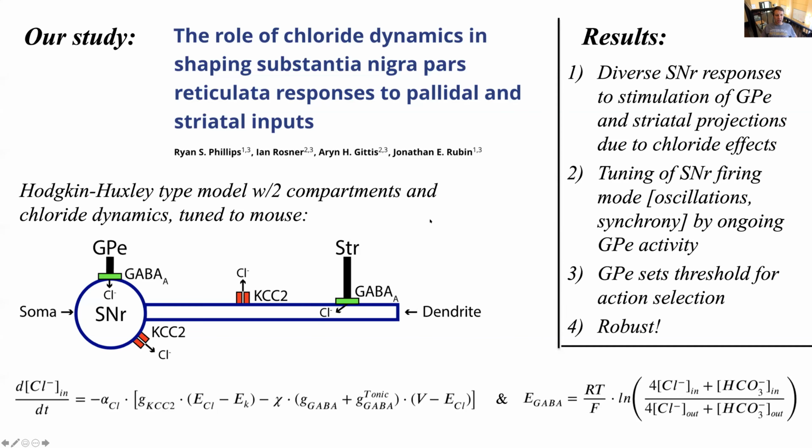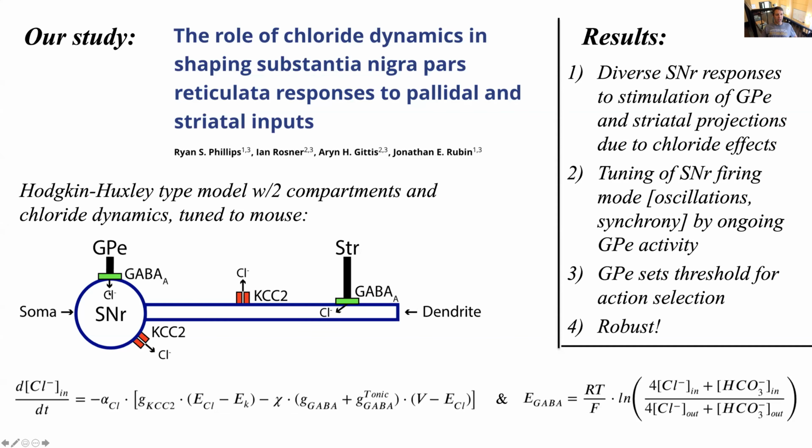So in the study, it's a computational model. It's just two compartments, but we do have two compartments, which is essential for this because the GPE inhibition actually tends to be somatic or at least proximal. So we model it in that way. And then the striatal inhibition to the SNR neuron is much more distal. So we have a two-compartment model. And in addition to all the usual sort of Hodgkin-Huxley type equations that I'm not putting on the slide, we have chloride dynamics.